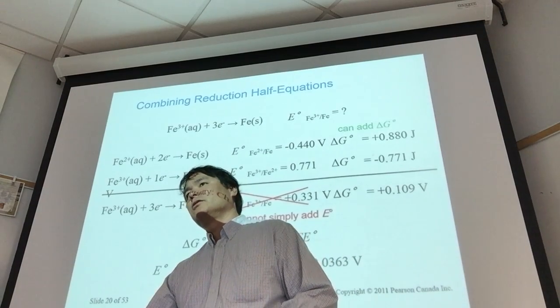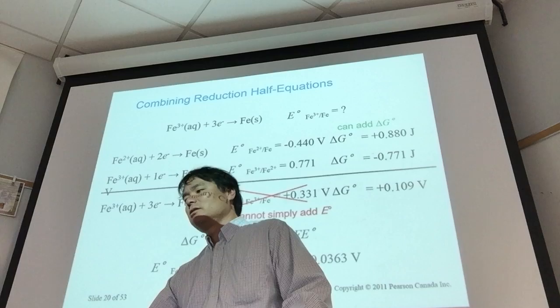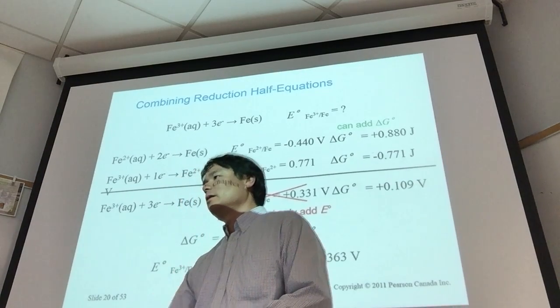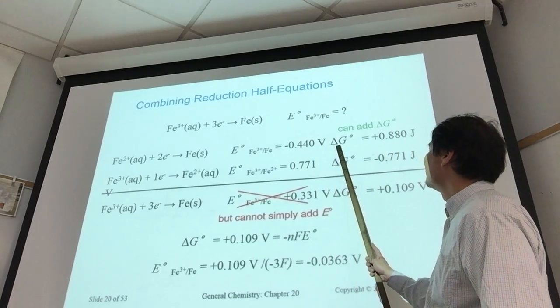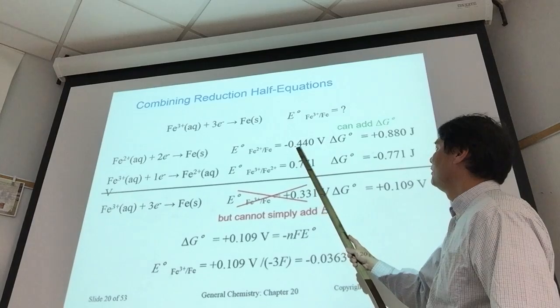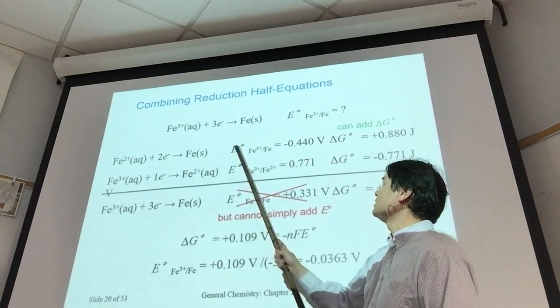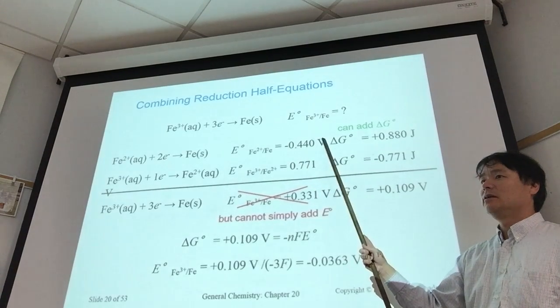I can find the delta G here. Were those just given, or did you solve them? Those were given. Well, maybe they solved it. They could have solved this because delta G naught is equal to negative NFE. So N here would be 2. F is 96,485 coulombs. And E is this.